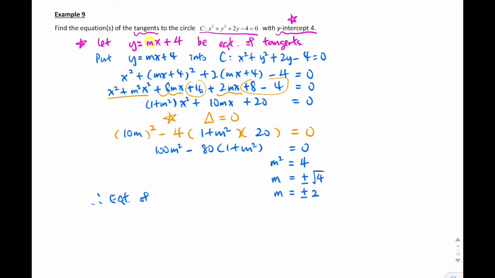Here, still, we have two possible values for m. And then we have two possible equations of tangents. They are y equals 2x plus 4 with slope equal to 2, or y equals negative 2x plus 4. So we have found the unknown constant m for these equations of tangent.